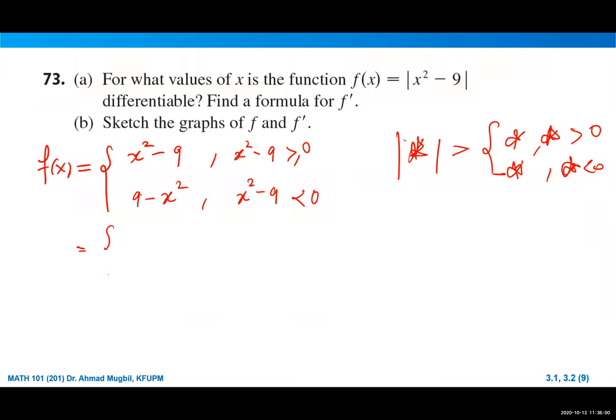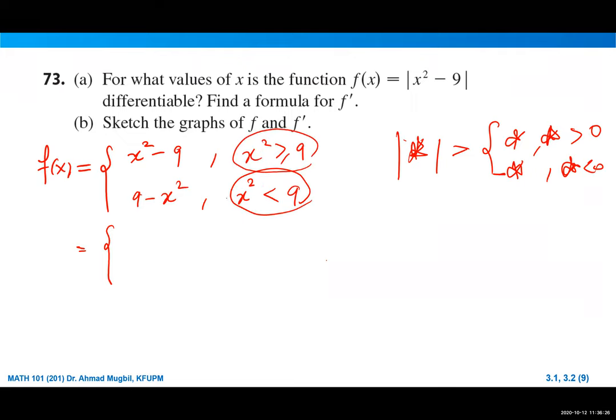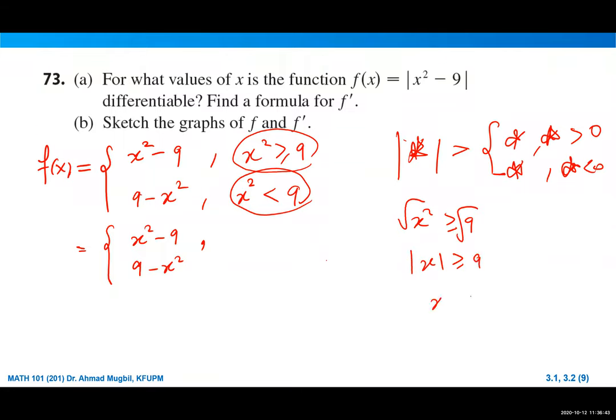Now you need to simplify this expression. In fact, what does this mean? It means that x squared is greater than or equal to 9. And for the other one, when it is less than, I just solved the inequality, moving the 9 to the other side. Do you remember how to solve this? You take the square root because they are positive, and this will be the absolute value of x greater than or equal to 3. This means that x is greater than 3 or less than negative 3.